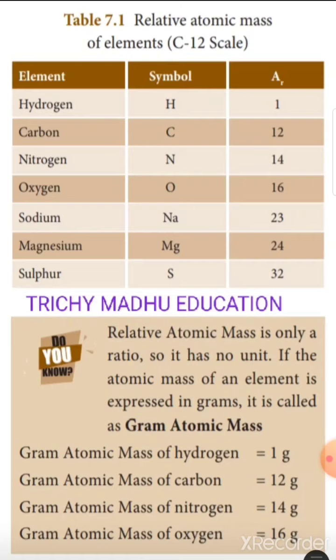So the atomic mass of hydrogen H is 1, carbon is 12, nitrogen is 14, oxygen 16, sodium 23, magnesium 24, sulfur 32. So this is the relative atomic mass of elements. Let's see the next slide.